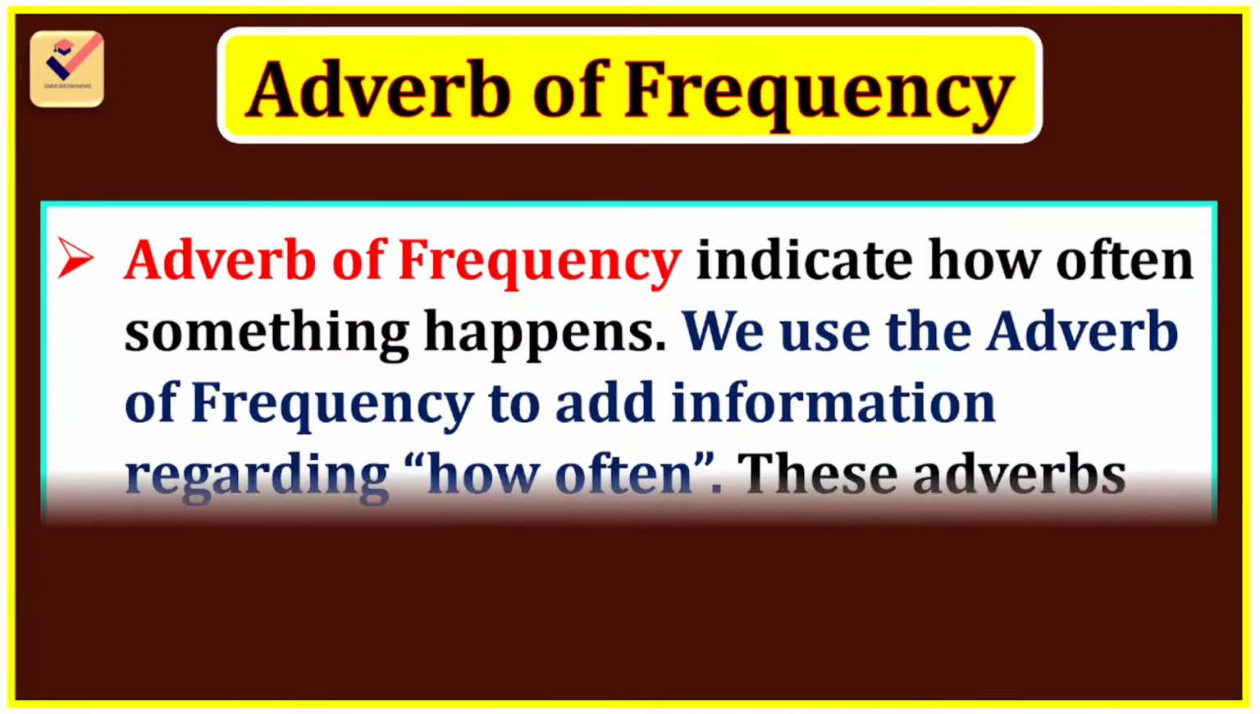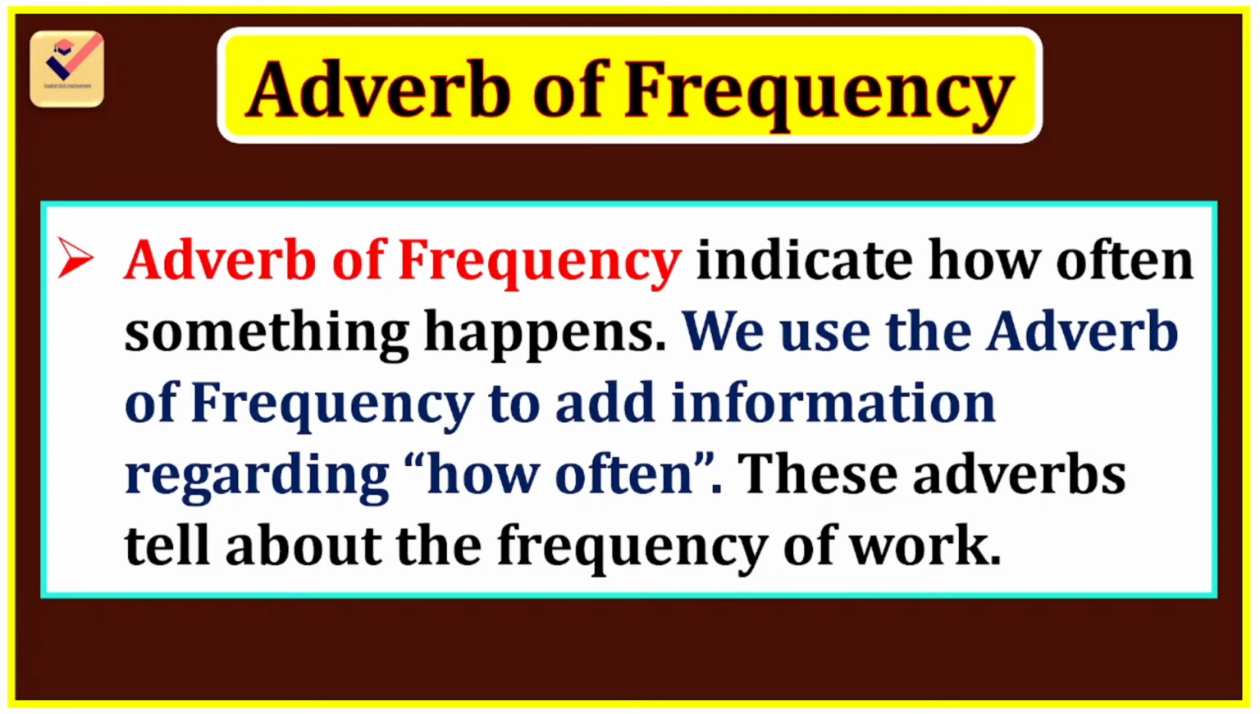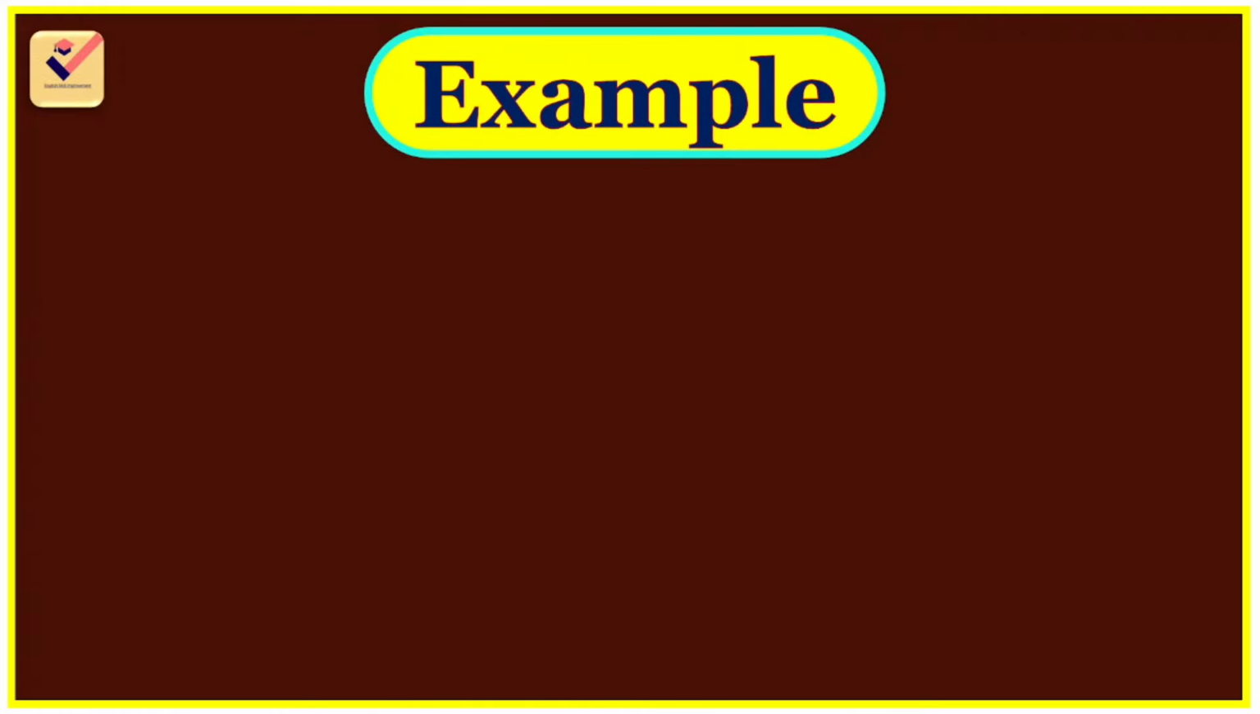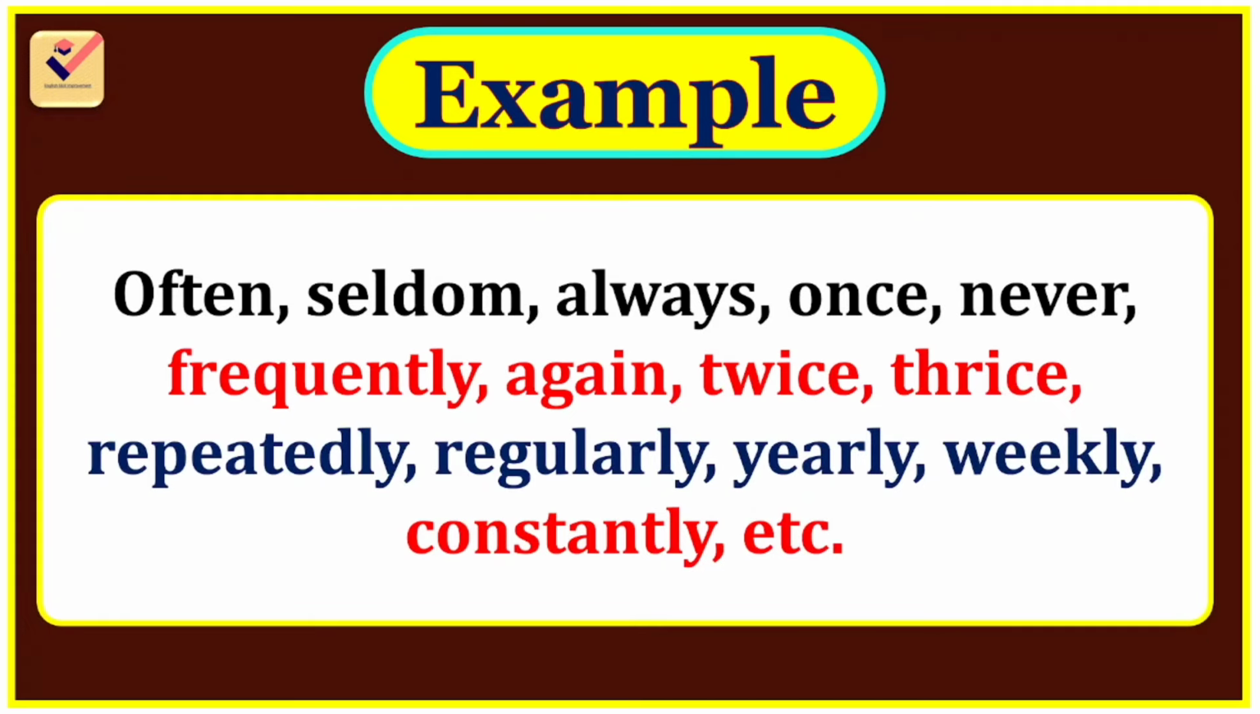Adverb of frequency. Adverb of frequency indicate how often something happens. We use the adverb of frequency to add information regarding how often. These adverbs tell about the frequency of work. Adverb of frequency provide information about the frequency of an action, event, or state. Examples of adverb of frequency: often, seldom, always, once, never, frequently, again, twice, thrice, repeatedly, regularly, yearly, weekly, constantly, etc.